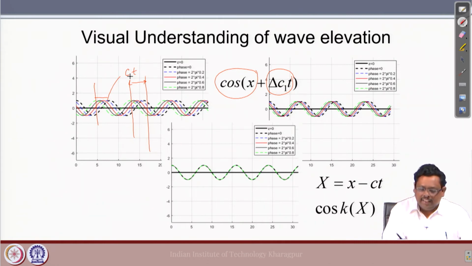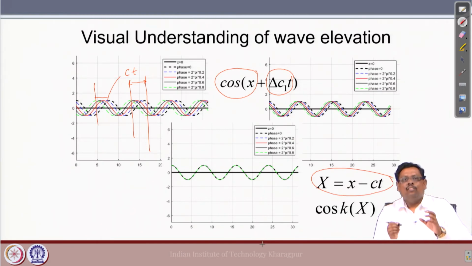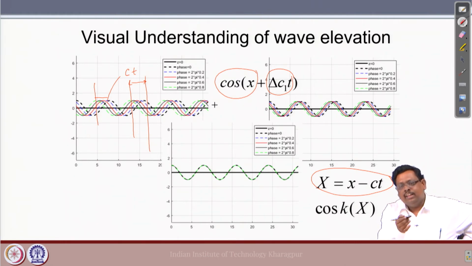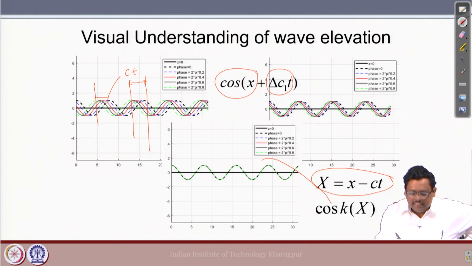Now, if I make x minus c t, basically I cannot see this wave progressing either. From the MATLAB visual that you can see here, it is actually a monochromatic wave, and this wave can have a unique definition.